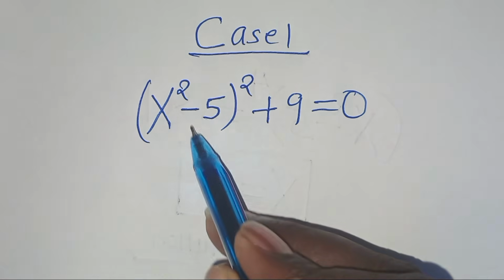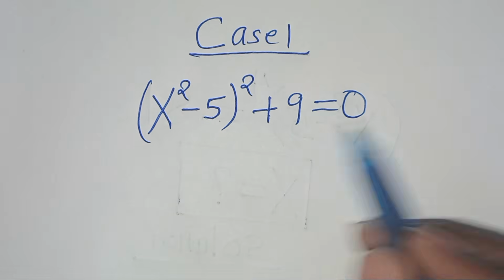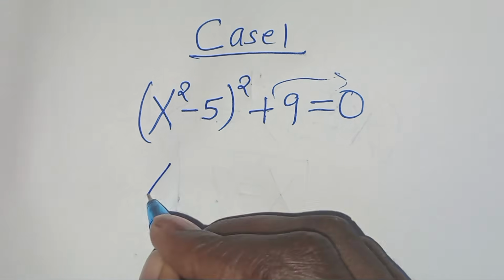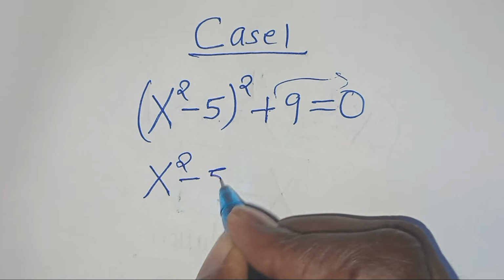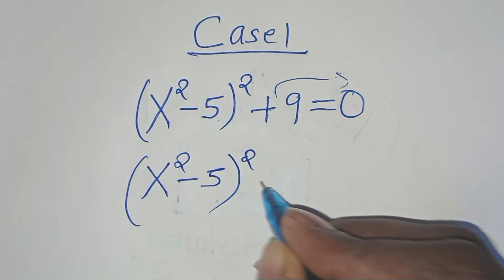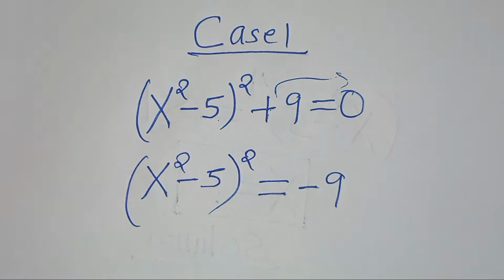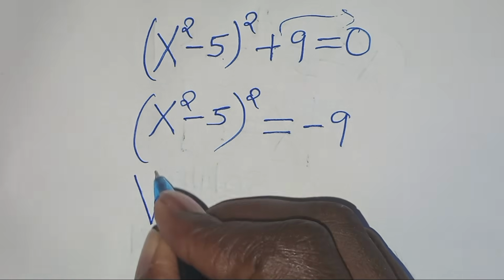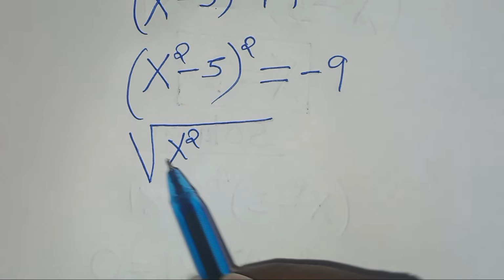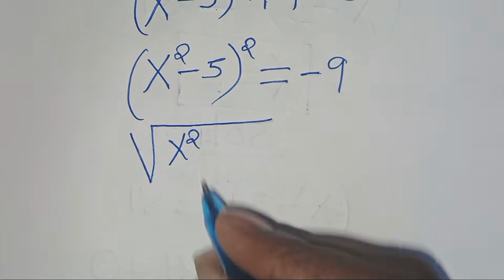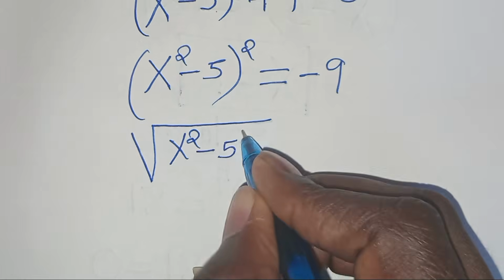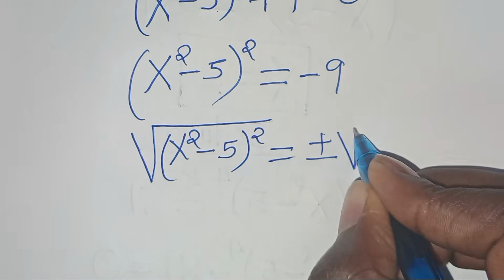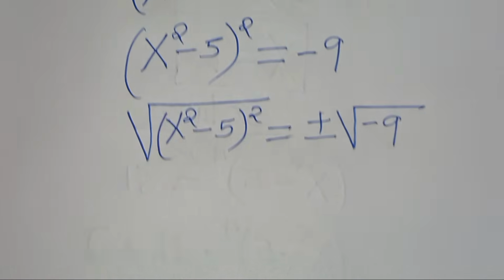Now we have x squared minus 5 to the power of 2 plus 9. This is equal to 0. Let's take plus 9 on the right hand side, so that we have x to the power of 2 minus 5 raised to the power of 2. This is equal to negative 9. Now the next step is to introduce the square root on both sides. We have the square root of x squared minus 5 raised to the power of 2. This is equal to plus or minus the square root of negative 9.